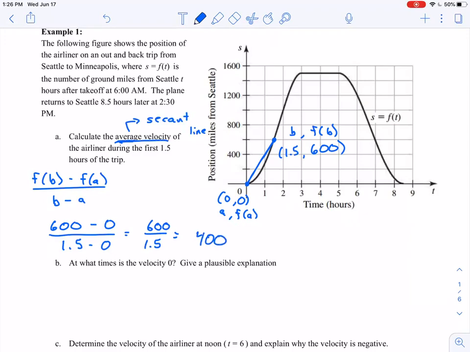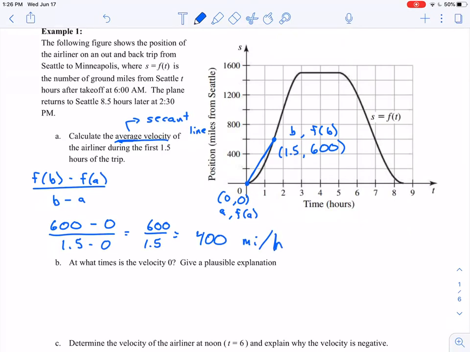And then the other thing that I would like to give here, so my average rate of change is 400, but we're talking about velocity here. What are the units of velocity? We have to find our units of position, which are miles, per unit of time, which is hours. So this would be 400 miles per hour. So this is my average rate of change over the first hour and a half of the trip.